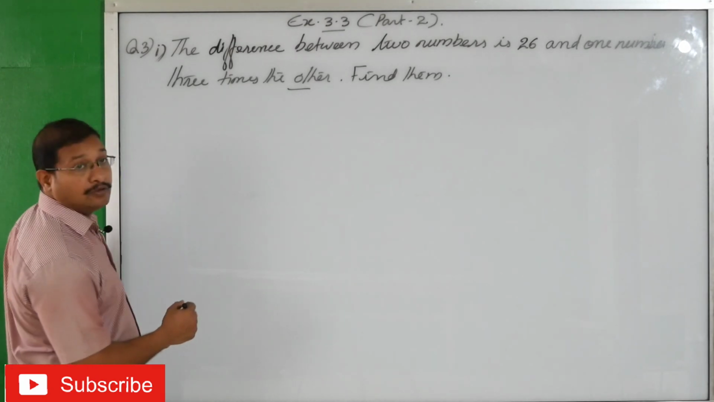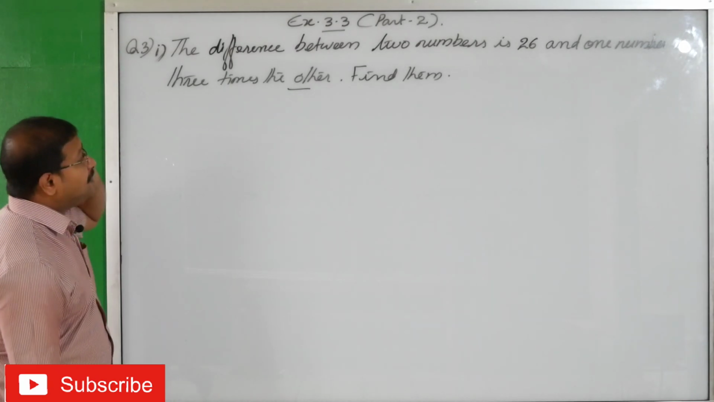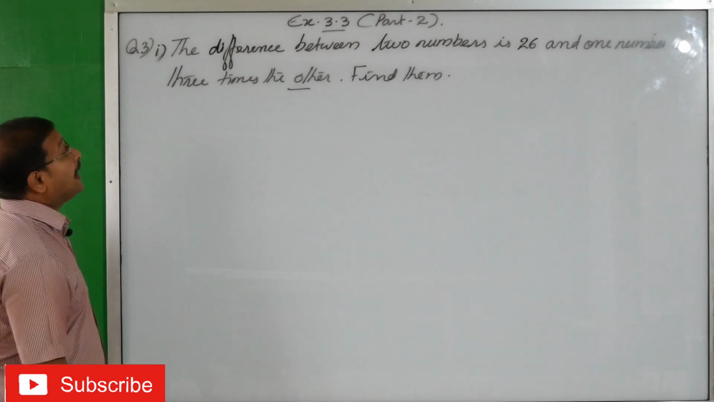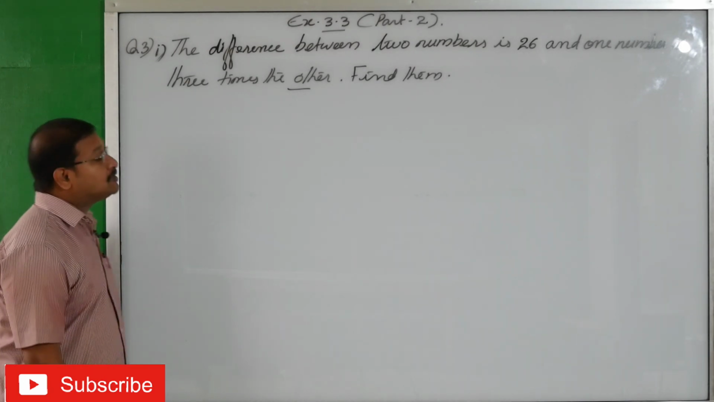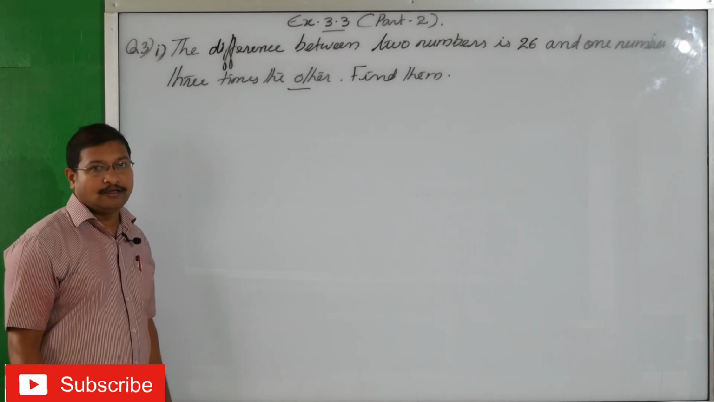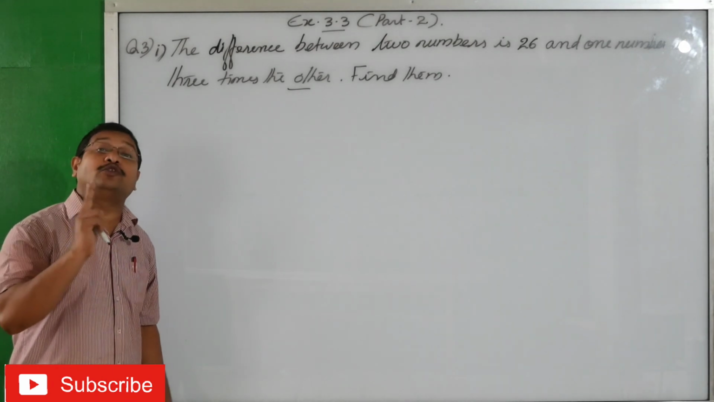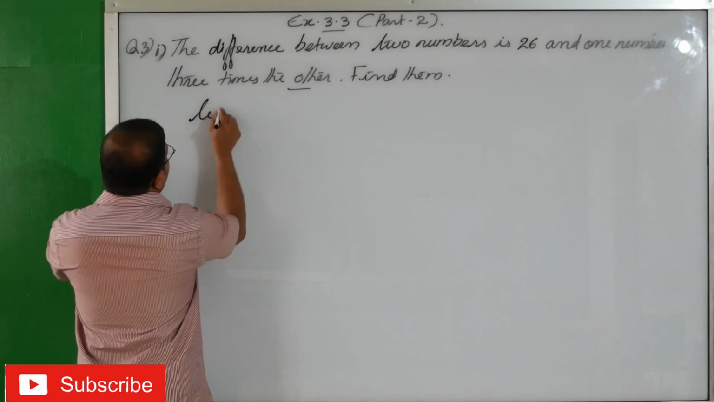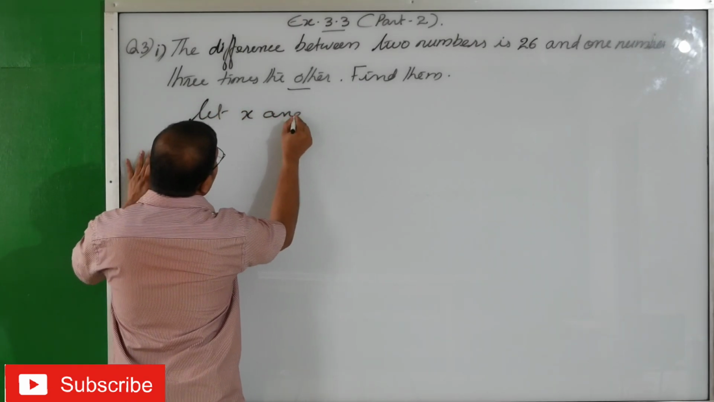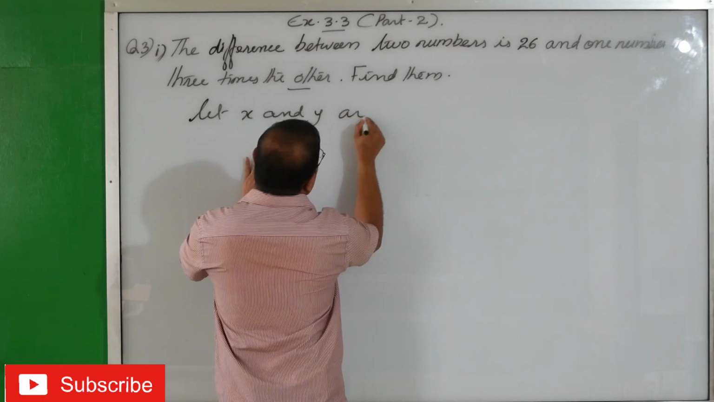First question now. I'll read the question once. The difference between two numbers is 26 and one number is 3 times the other. Find them. Ready? So what is the condition? The difference between two numbers. That means there are two numbers. So we are going to take, let x and y are the two numbers.